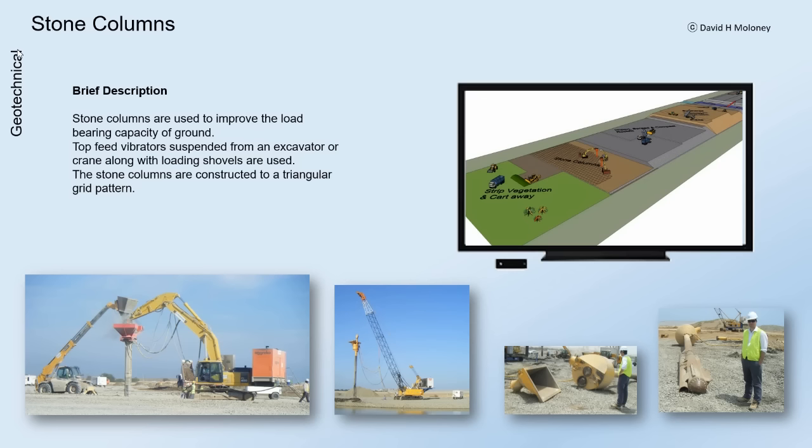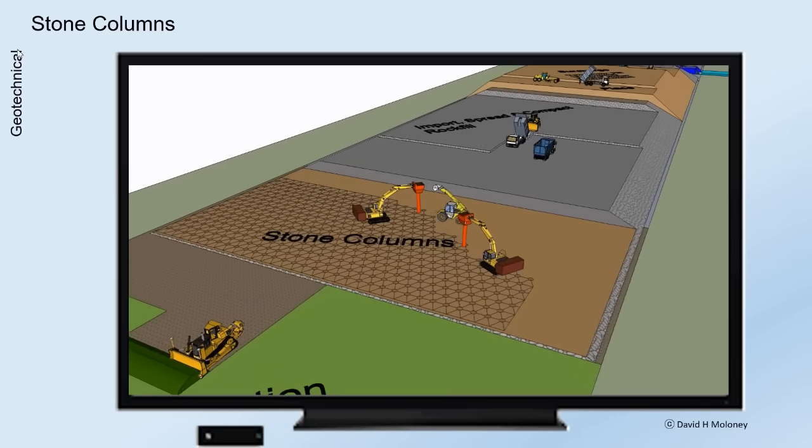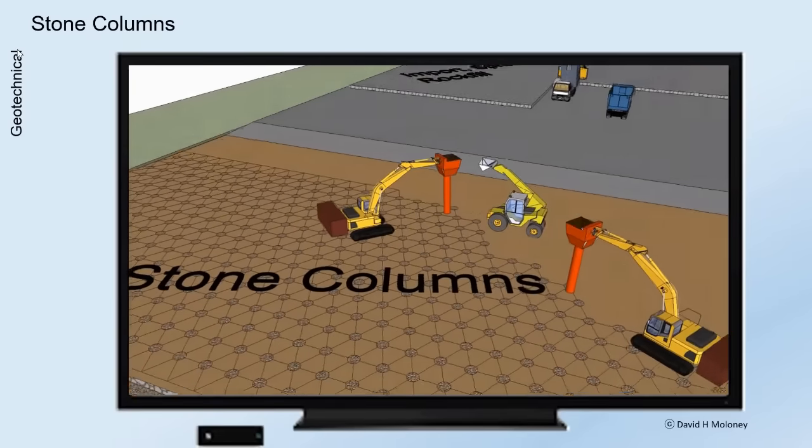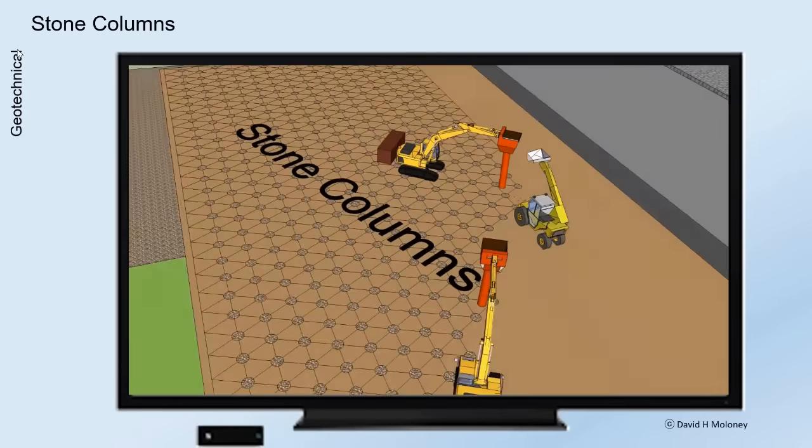Stone columns are used to improve the load-bearing capacity of ground. Top feed vibrators suspended from an excavator or crane along with loading shovels are used. The stone columns are constructed in a triangular grid pattern.